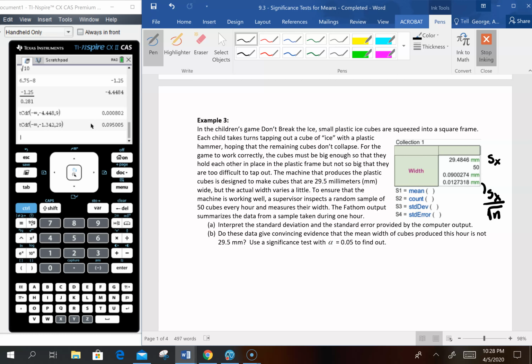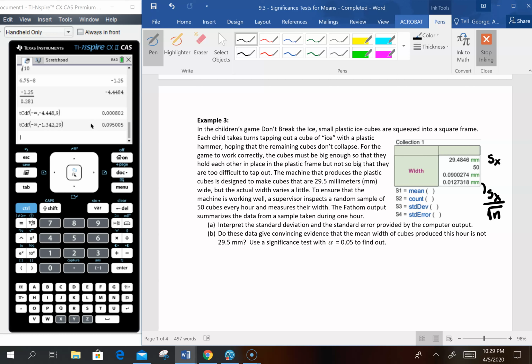Letter B is asking, do these data give convincing evidence that the mean width of cubes produced this hour is not 29.5 millimeters? Use a significance test with an alpha equal to 0.05 to find out. I've said a couple times in this problem, we're dealing with a two-sided test, and this is why. In part B, they're not asking us if the cubes are less than 29.5 millimeters or larger than 29.5 millimeters. It's just asking, are they different? It says, is it not 29.5? So when we get to writing our hypotheses, it's going to be a not equal as opposed to a less than or a greater than. Well, let's start at the beginning.